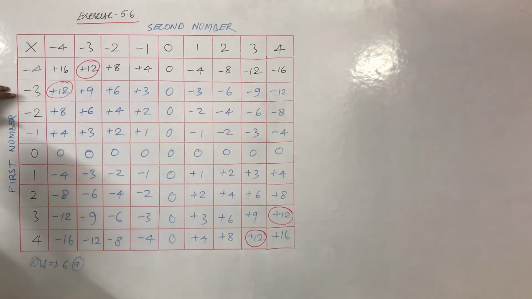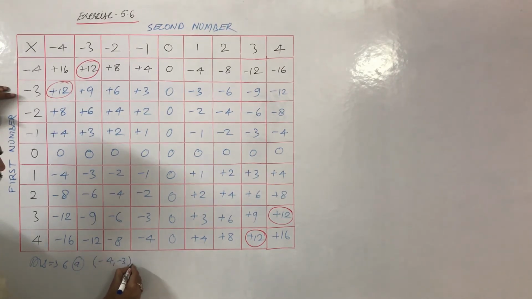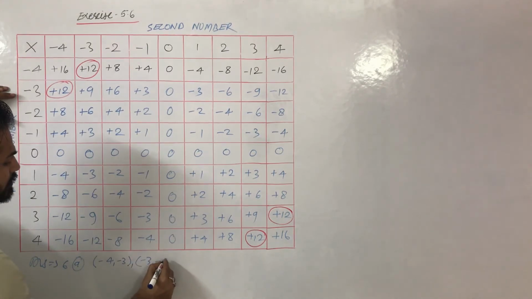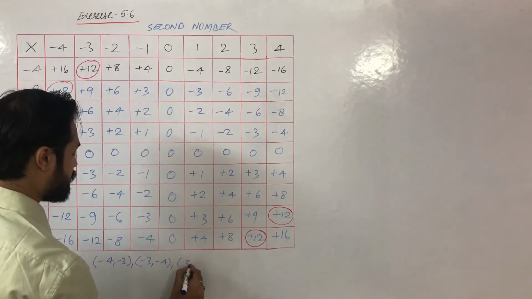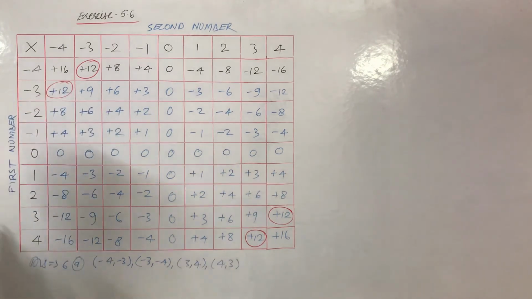Answer number 6, part A. List all the pairs of integers whose product is 12. So first pair minus 4 and minus 3. Second pair minus 3 and minus 4. Third pair plus 3 and plus 4, and fourth pair plus 4 and plus 3. So these are all 4 pairs for which the product is 12.